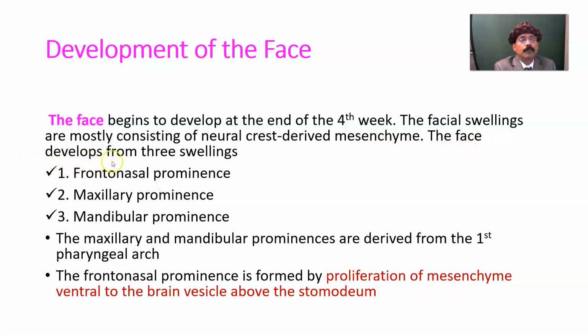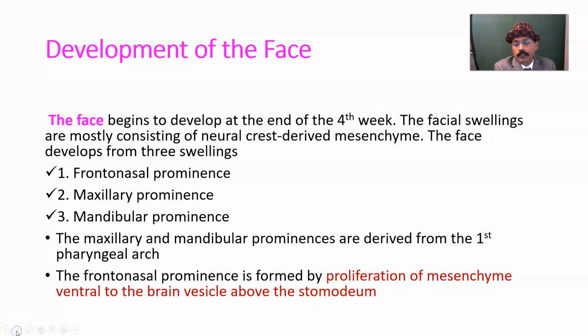The face develops from three swellings: frontonasal prominence, maxillary prominence, and mandibular prominence. The maxillary and mandibular prominences are derived from the first pharyngeal arch, also called the first branchial arch. The frontonasal prominence is formed by proliferation of mesenchyme ventral to the brain vesicle above the stomodeum. Stomodeum is the primitive mouth opening.